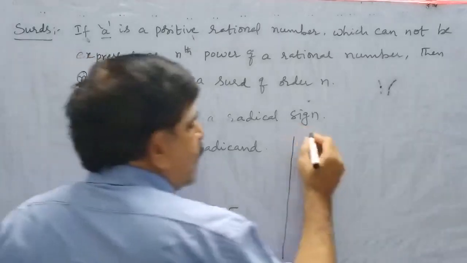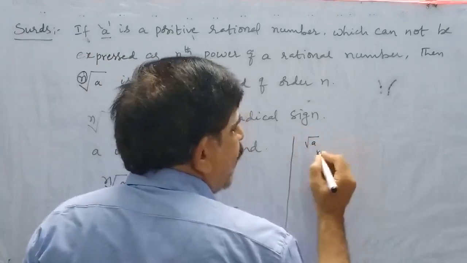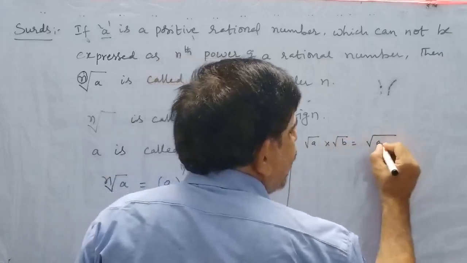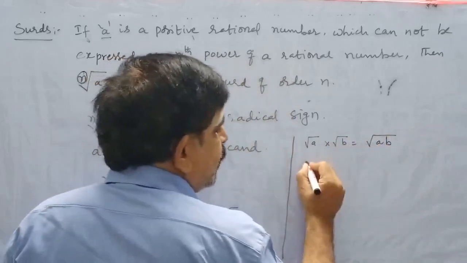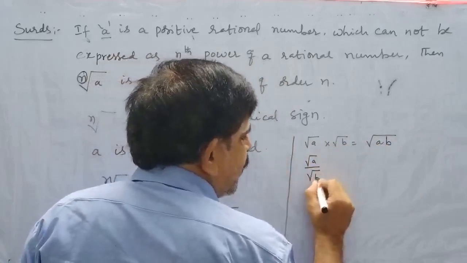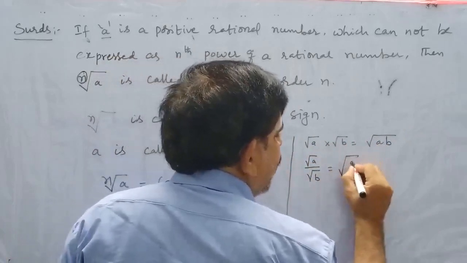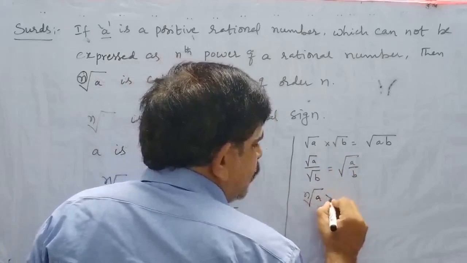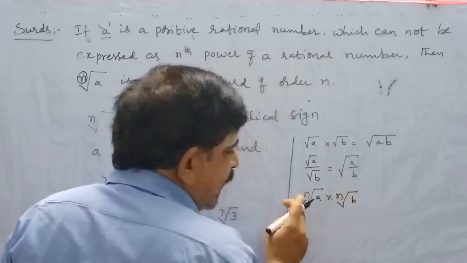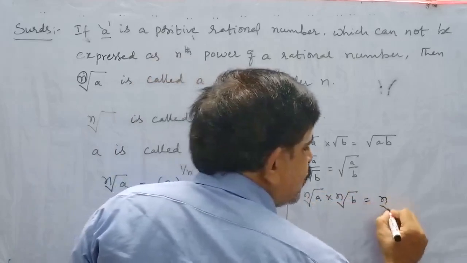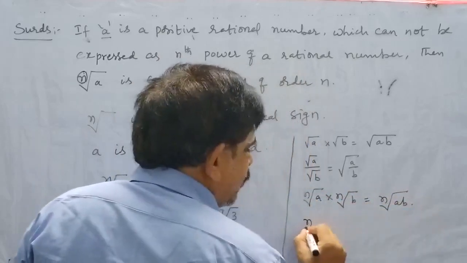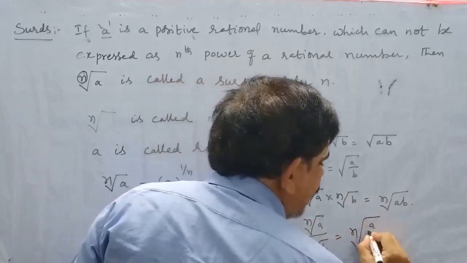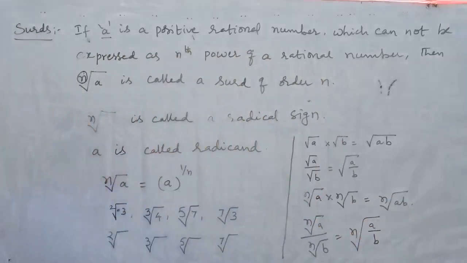Suppose next one, if root a and root b are two irrational numbers, then root a into root b is equal to root of a into b. Okay. Next one, root a by root b is root of a by b. Okay. Next one, nth root a into nth root b is equal to nth root of ab. Nth root a by nth root b is equal to nth root of a by b. These are the radical laws of radicals. Okay.